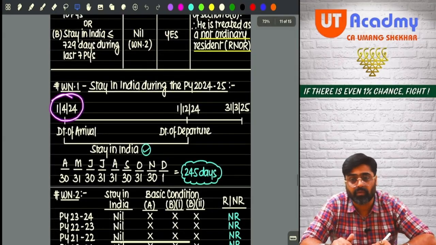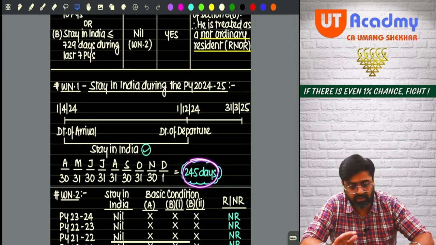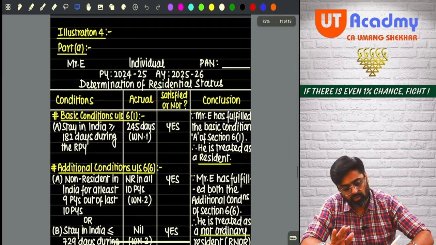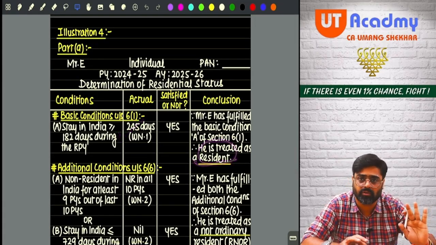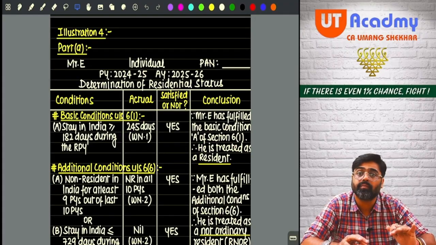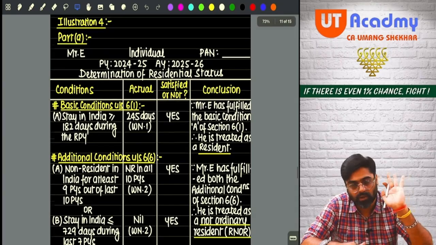He came to India on 1st of April and he left on 1st of December. So his stay in India is 245 days. Very easy to calculate. So 245 days, basic condition A fulfilled, he becomes a resident. No need to write B also. B you will write only if A is not fulfilled, and B is applicable also. Now check.